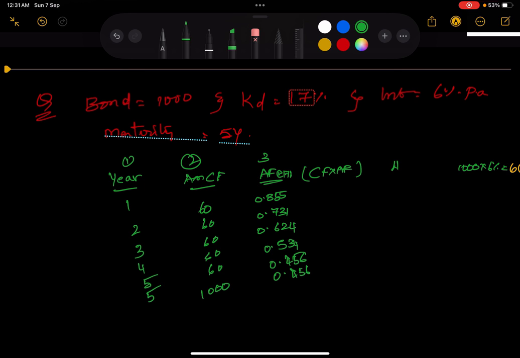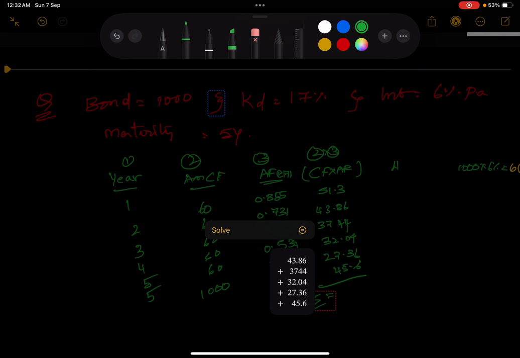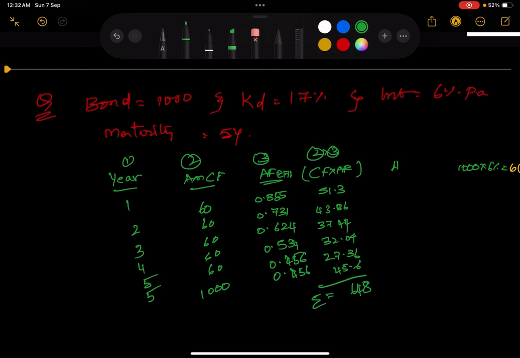So 1, 2, 3: 2 into 3, which is equal to 51.3, 43.86, 37.44, 32.04, 27.36, 45.6, right? Here sigma means total, which is equal to 648.